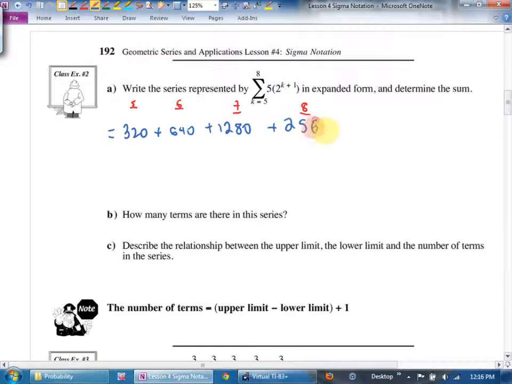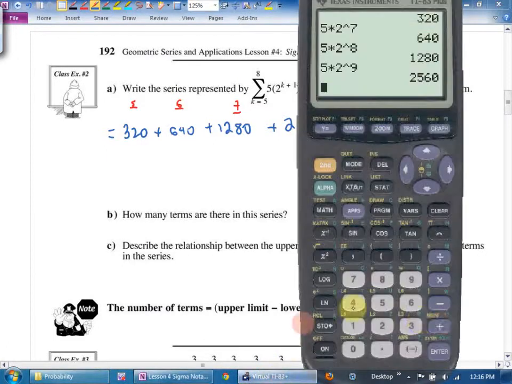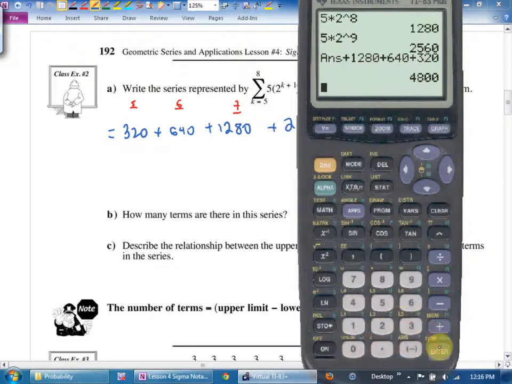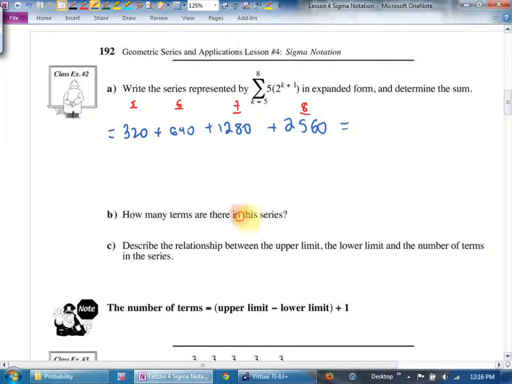What is the expanded sum when I add them up? Plus 1280, plus 640, plus 320, 4800, yes? How many terms are there in this series? 4? How can you find the number of terms? It's always the upper limit, take away the lower limit, plus 1!